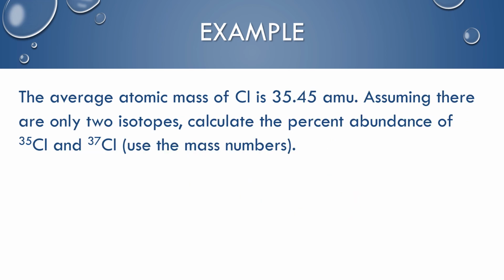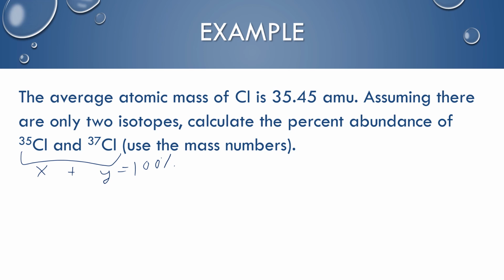Okay, our second example: the average atomic mass of chlorine is 35.45, and if we assume that there are only two isotopes, calculate the percent abundance of chlorine 35 and chlorine 37. It says to just use the mass numbers, so we don't have any other data about the true mass of those, just the relative mass. So the strategy here is, if I only have two isotopes, let's call this one X and this one Y. The abundance of the chlorine 35 plus the abundance of the chlorine 37 must be 100%, because those are the only two that are present.